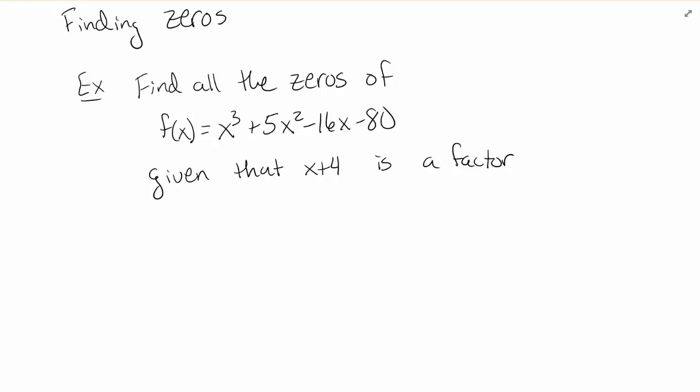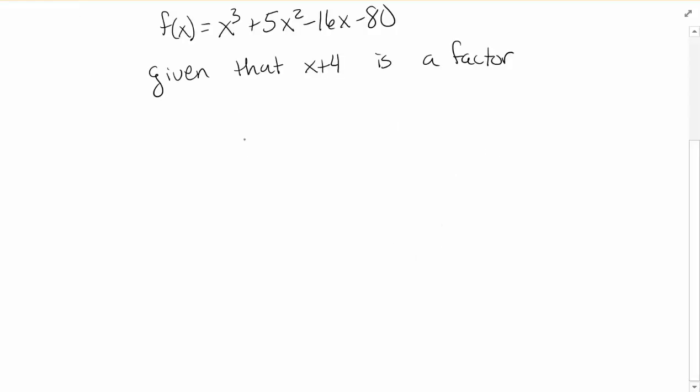If we already know a factor, then I can do division and figure out what the quotient is, and then maybe that will be easier to factor from that point. So let's go with a 1 for x cubed, 5 for x squared, negative 16 for x, and a negative 80. I already know at this point that I should get a remainder of 0 because they told me that x plus 4 is a factor.